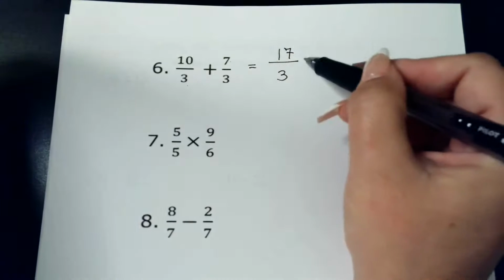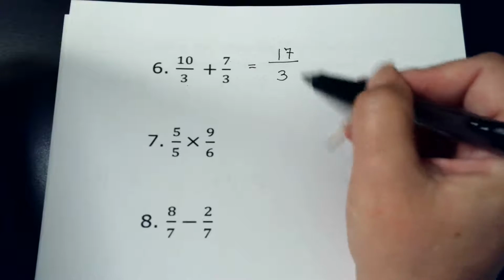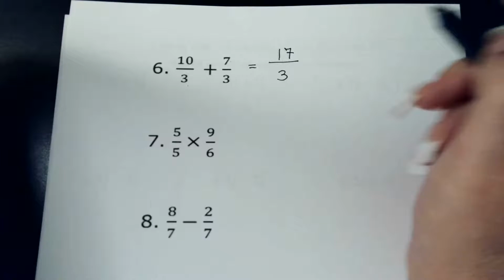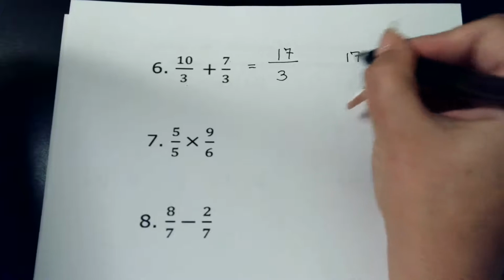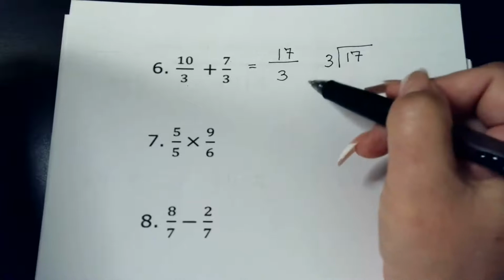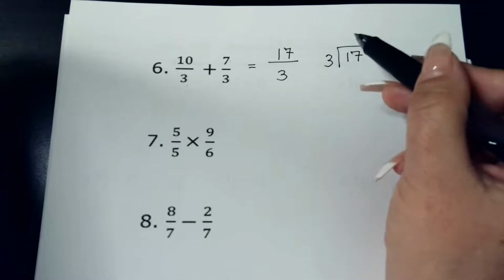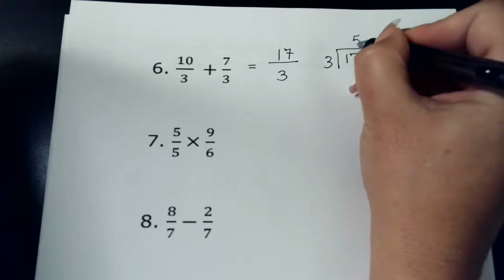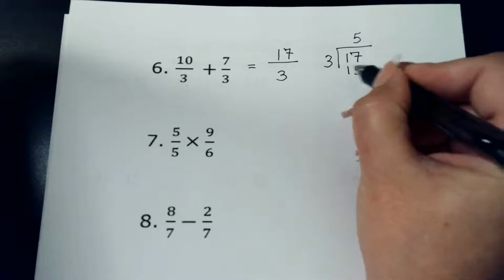This answer is an improper fraction, meaning that the numerator, or top number, is larger than the bottom number. So the way we handle that is the numerator goes inside the division doghouse, and the 3 is on the outside. This is a division problem, and this is what it looks like when we divide. 3 goes into 17 5 times. 5 times 3 is 15.